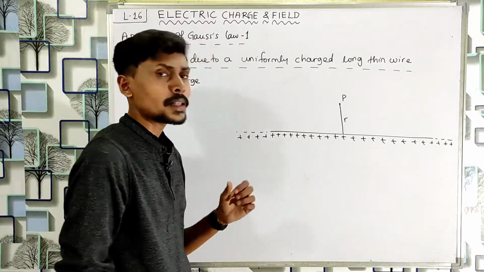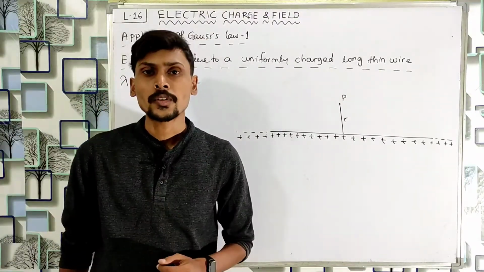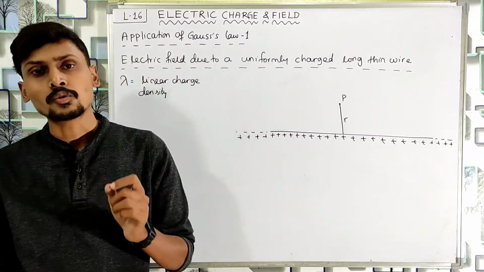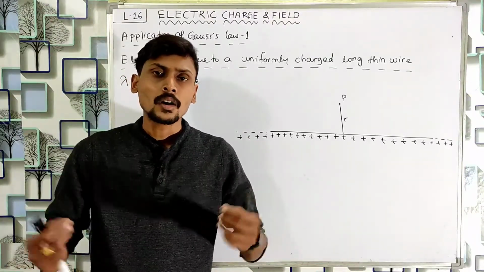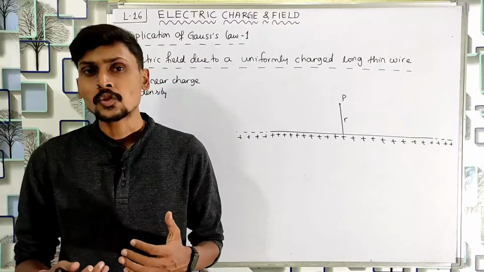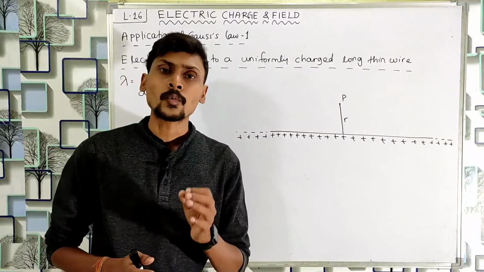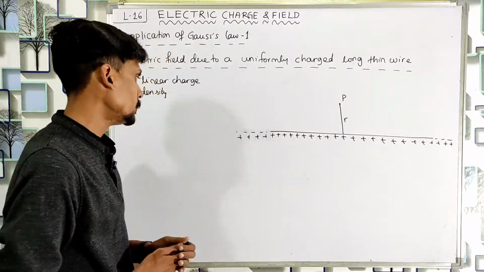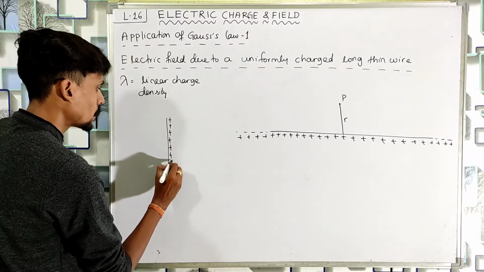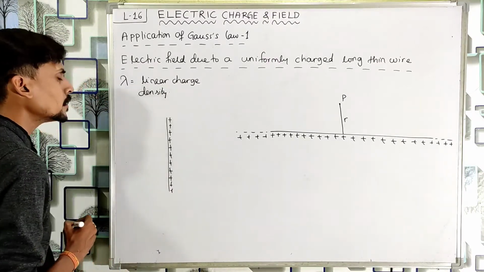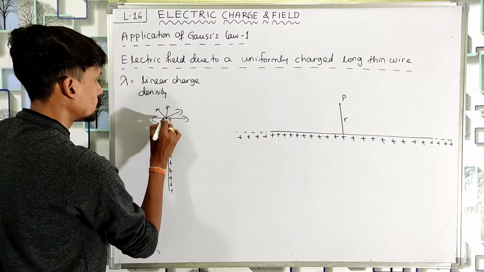So for mathematical simplicity, what do we have to do? When you choose the Gaussian surface, first look at the charge distribution, whether the charge is distributed over a line or a wire, or we have a point charge, or the charge is over a plane sheet. By looking at the charge distribution, we choose the Gaussian surface. If you have a wire like this, and the wire is positively charged, then the electric field lines will be radially outward like this.